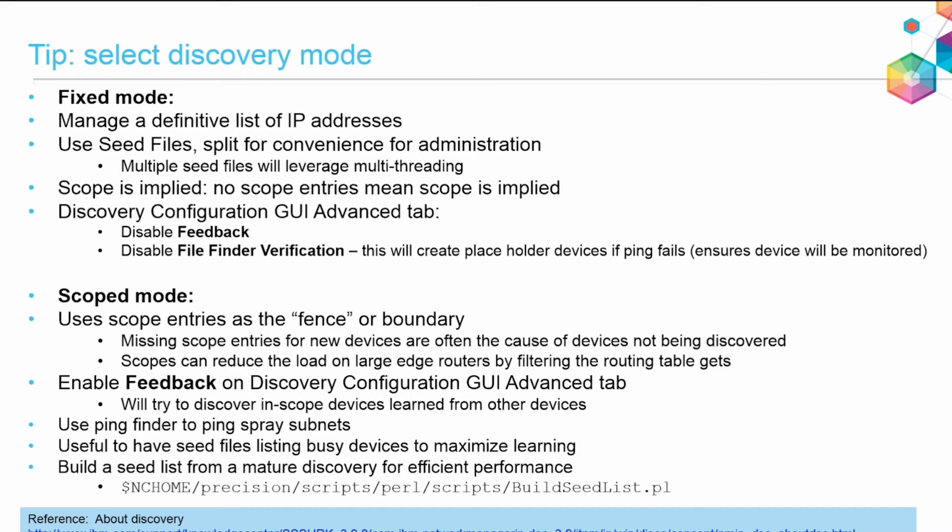Also, in the discovery configuration in the advanced tab, you'd want to disable the feedback. That stops the discovery learning about new devices from other devices, from their routing tables and so on. Also, the file finder verification, you can uncheck that.